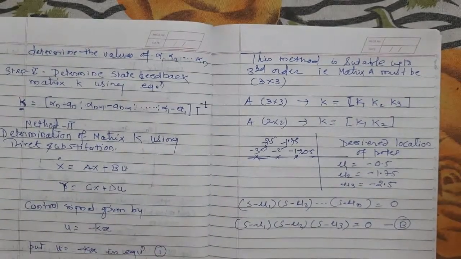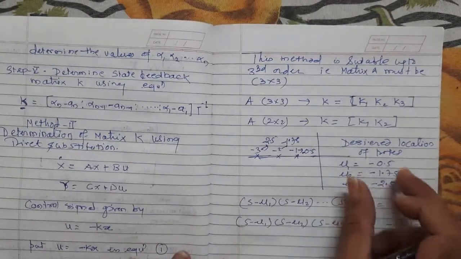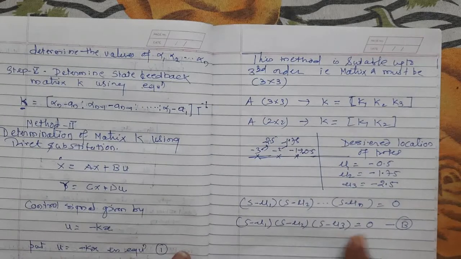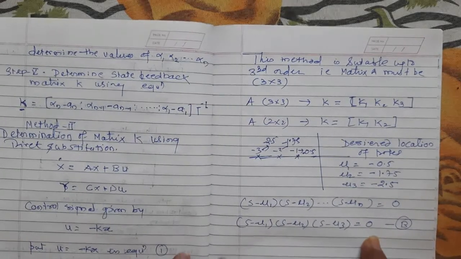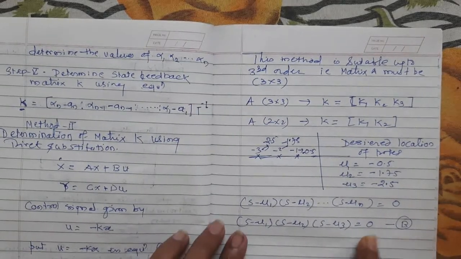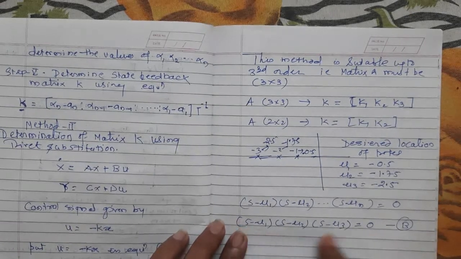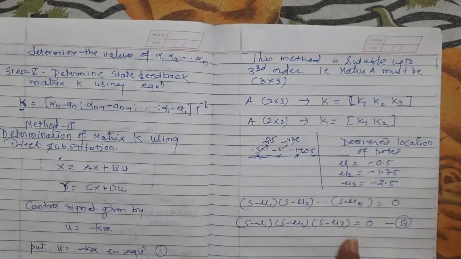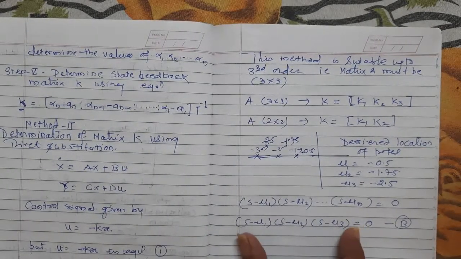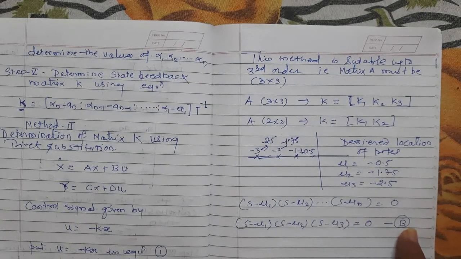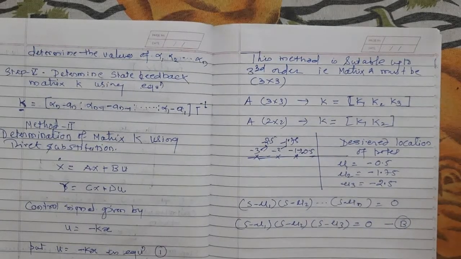Equation number B. So this is my desired location of the poles, and for this desired location of the poles I will equate this one. The characteristic equation polynomials we can have, we will solve these and get one equation, and we will equate it to 0. That equation we say is equal to B. We will equate to the B.